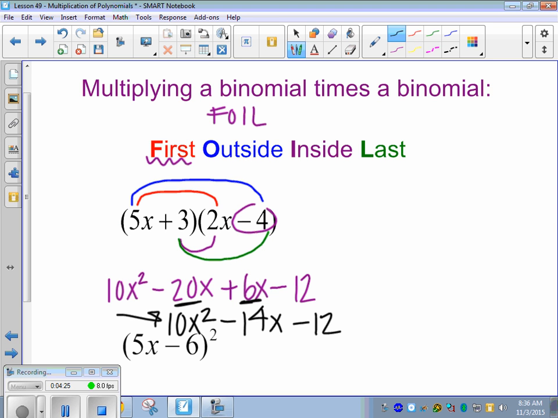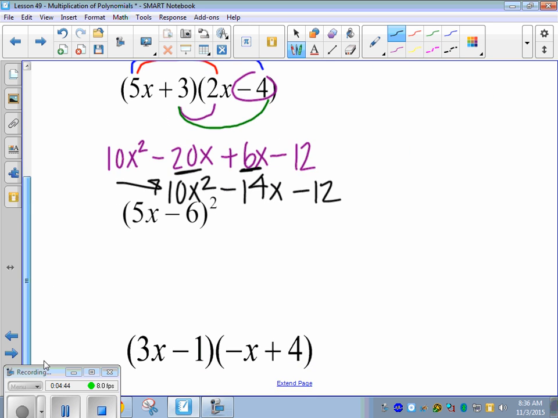Always make sure you put it in descending order like we did yesterday. When you FOIL, if you follow FOIL, it should be in descending order already, usually, unless something weird is happening. Riley? Negative 20x plus 6x. Yep, there's a negative on there. Any other questions? Alrighty.